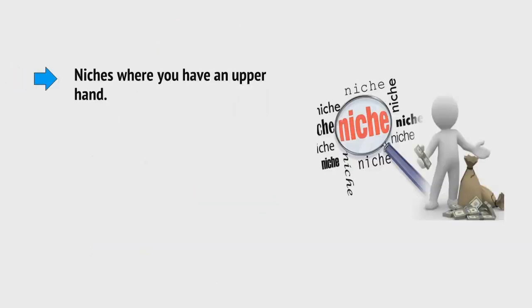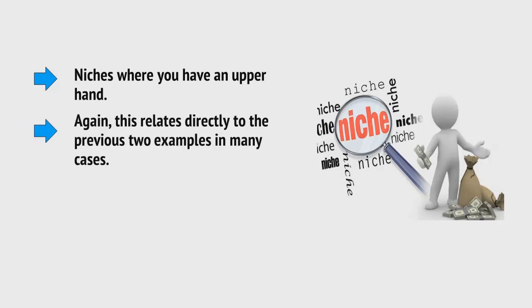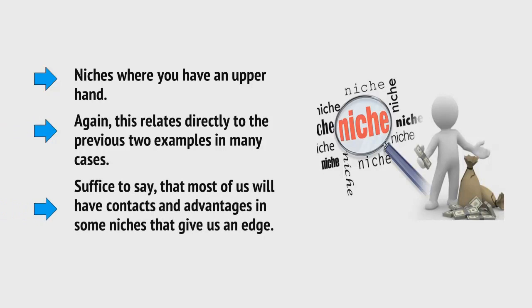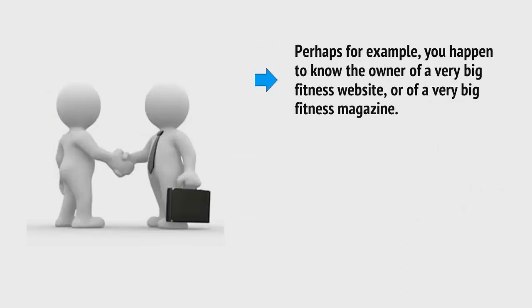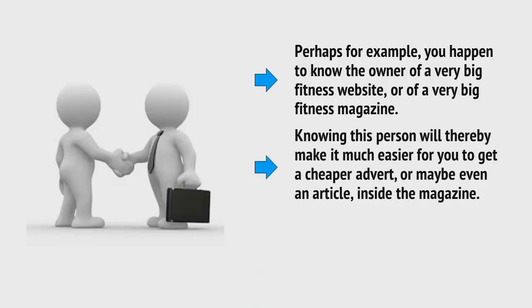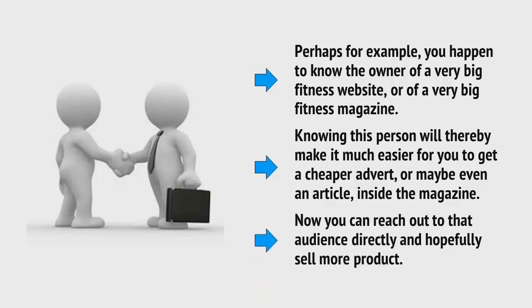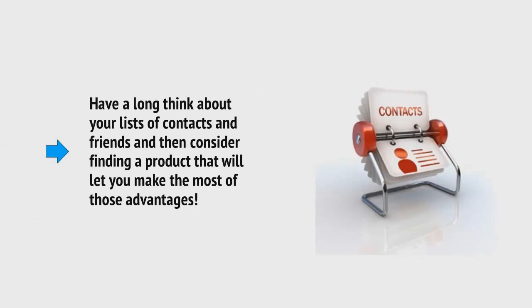There are also niches where you have an upper hand. Again, this relates directly to the previous two examples in many cases. Suffice to say that most of us will have contacts and advantages in some niches that give us an edge. Perhaps, for example, you happen to know the owner of a very big fitness website or of a very big fitness magazine. Knowing this person will make it much easier for you to get a cheaper advert or maybe even an article inside the magazine. Now you can reach out to that audience directly and hopefully sell more product. Have a long think about your list of contacts and friends and then consider finding a product that will let you make the most of those advantages.